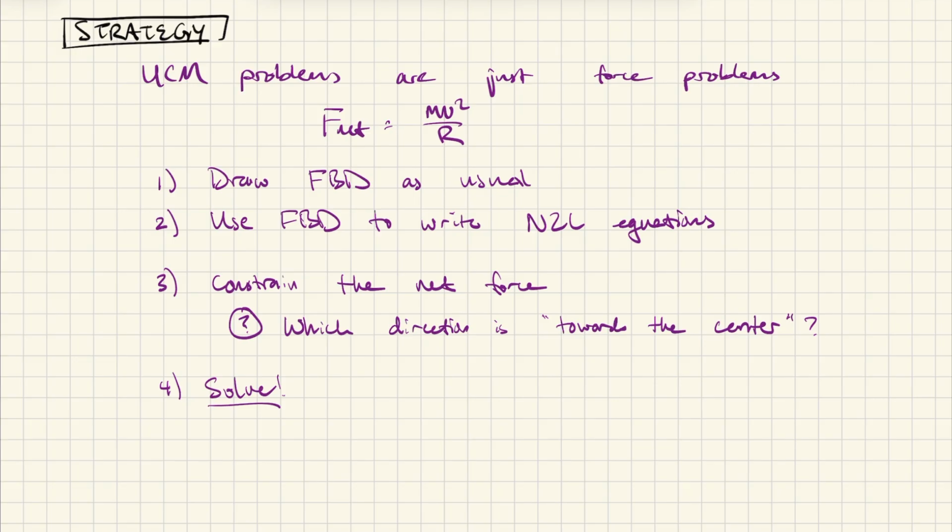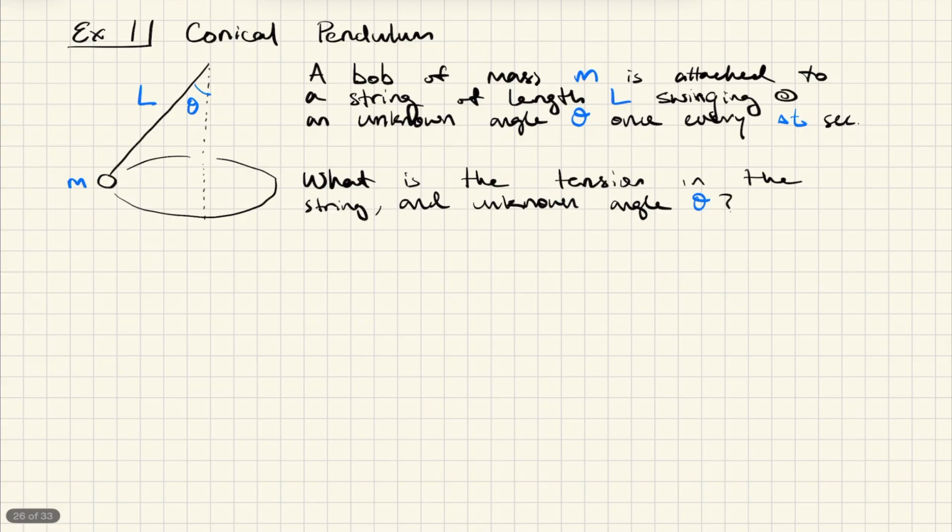Let's go right into it with a problem called the conical pendulum. Imagine a room where there is a ball hanging from the ceiling. We'll call this ball the bob. The bob has some mass m, and it's attached to a string of length L hanging from the ceiling. We set this thing swinging, and it draws out a cone in the air. The string makes some angle theta with respect to the vertical, as we've labeled here in blue.